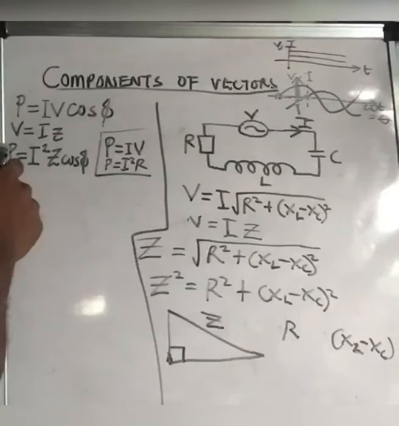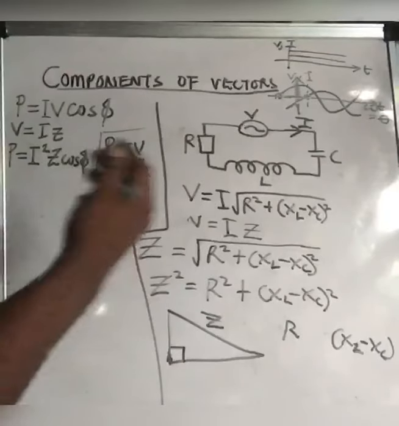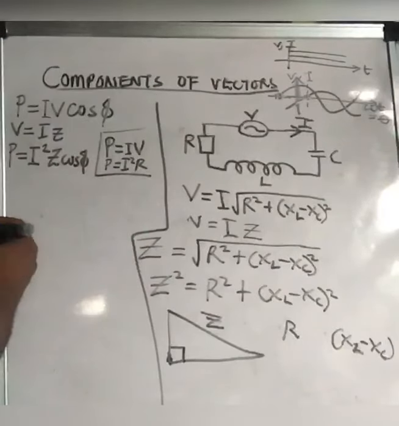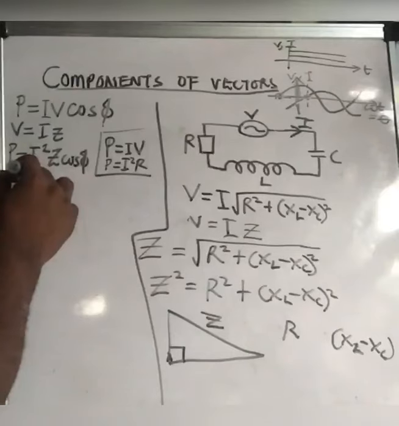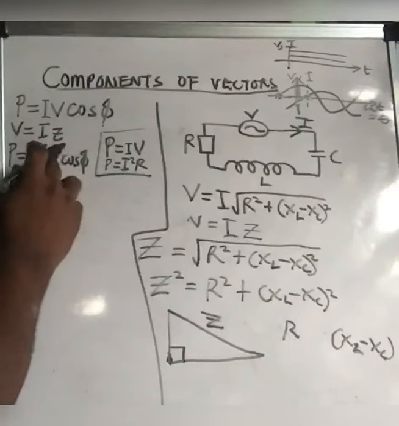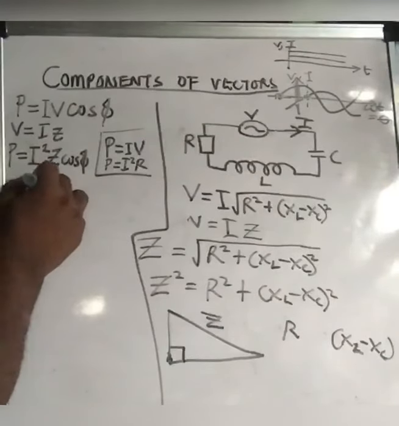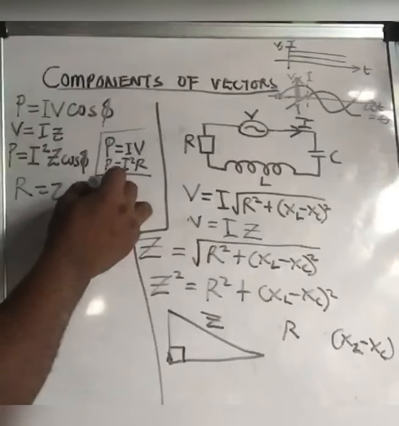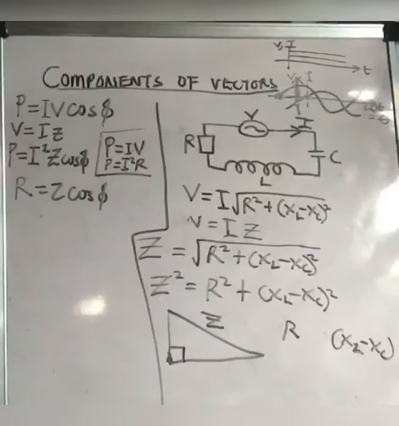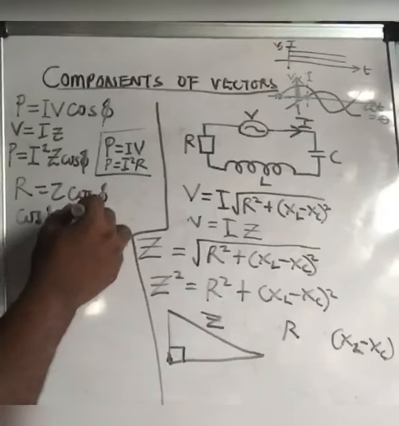And we know that if you compare these two P's, they are both power consumed. It means that since P is equal to I squared Z cos phi, and P is equal to I squared R, then R should be equal to Z cos phi for power consumed. So cos phi will be equal to R over Z.